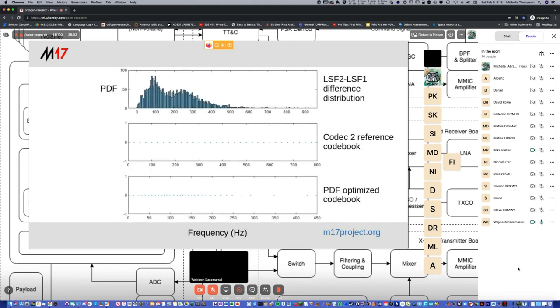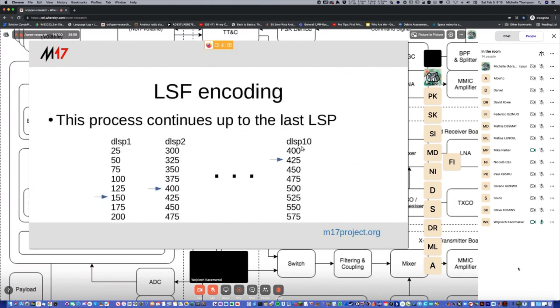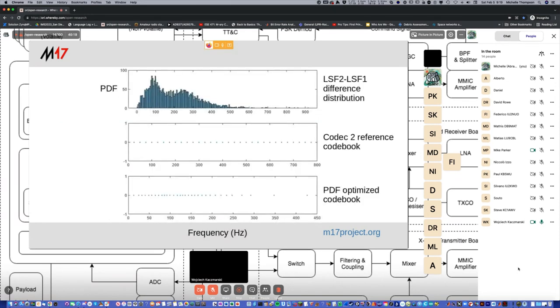I think I'm going to skip this for a second. Okay, so let's take a look at the LSF2 minus LSF1 difference distribution. This is a probability density function of this difference. You can see that the most probable value is around 100 Hz for this difference. The second plot, those points, represent the codec 2 reference codebook, which is the DLSP1 from this slide. We've got 32 entries with values spaced out by 25 Hz, so it goes from 25 to around 800, uniform for the whole range.